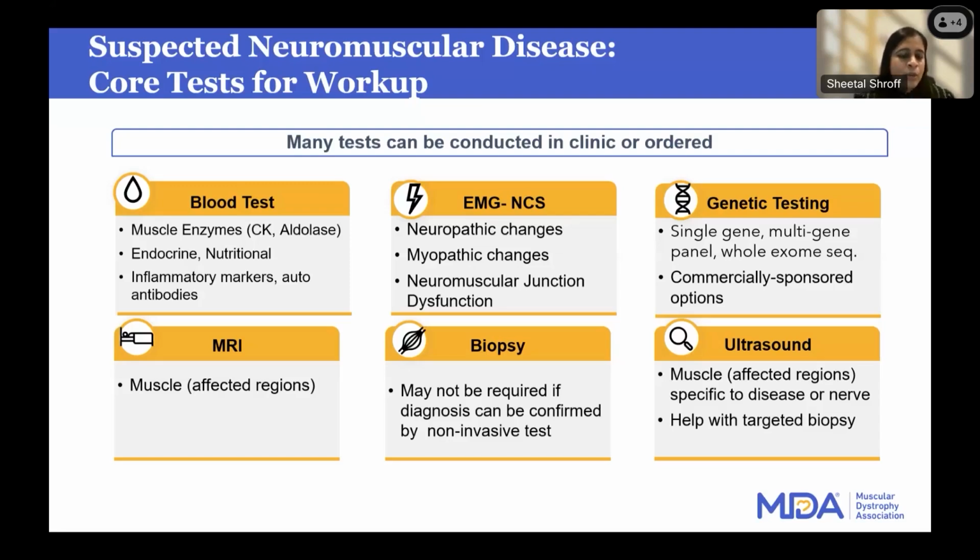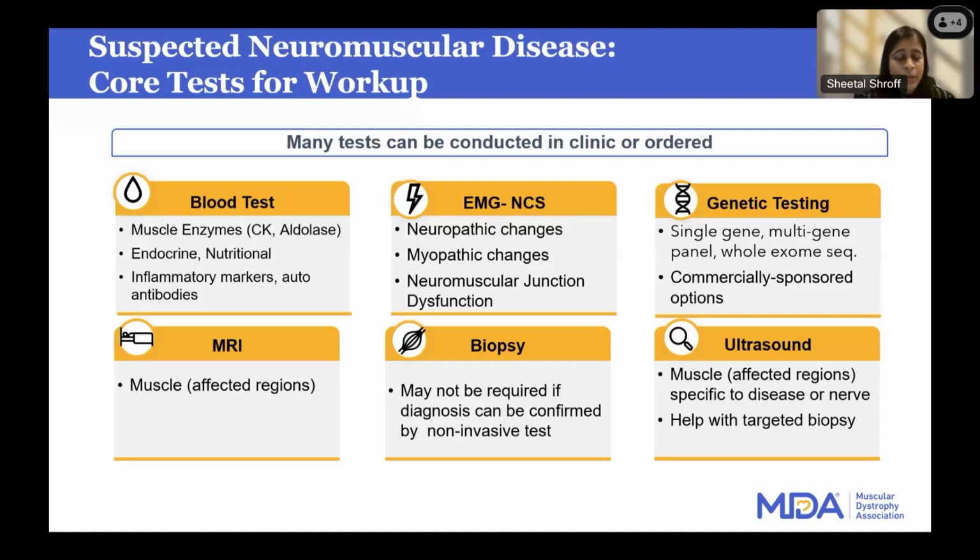Now that we have more and more genetic testing available, some of which are commercially sponsored and available free of cost, it is a much less invasive way of testing as well as getting a confirmation. So with the expansion of genetic testing, muscle biopsy is slowly reducing, but it is still one of the go-to tests whenever we see muscle and nerve conditions.